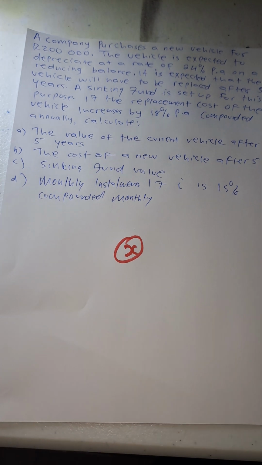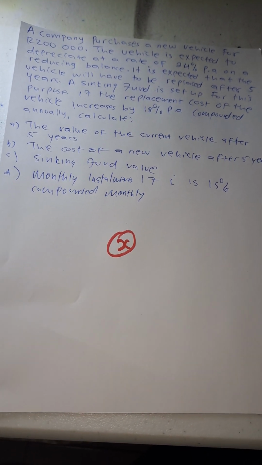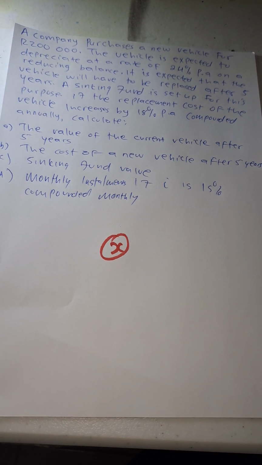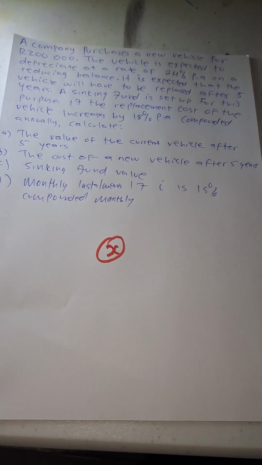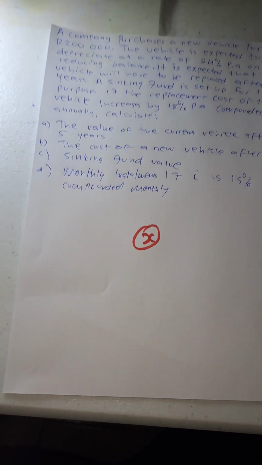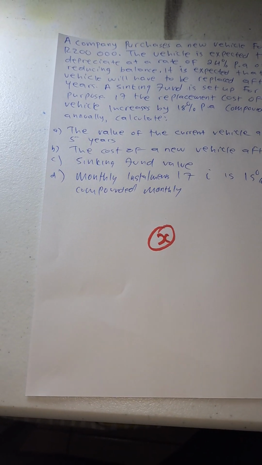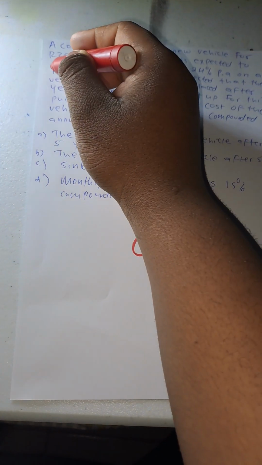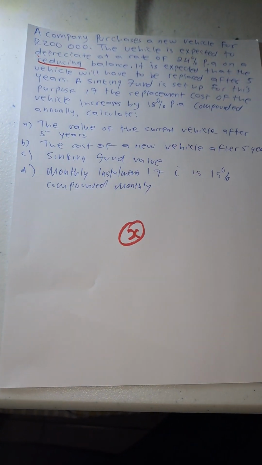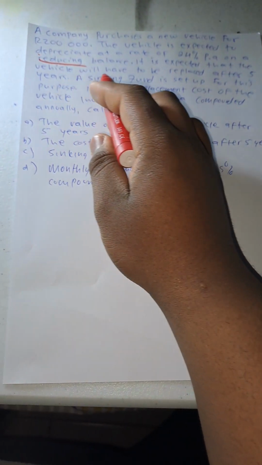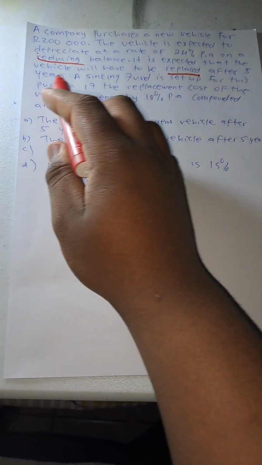They are saying a company purchases a new vehicle for 200,000. The vehicle is expected to depreciate at a rate of 24% per annum on a reducing balance. So now you know that they're talking about the formula for reducing balance, which is P times 1 minus i, because it is depreciating. And then it is expected that the vehicle will have to be replaced after 5 years.